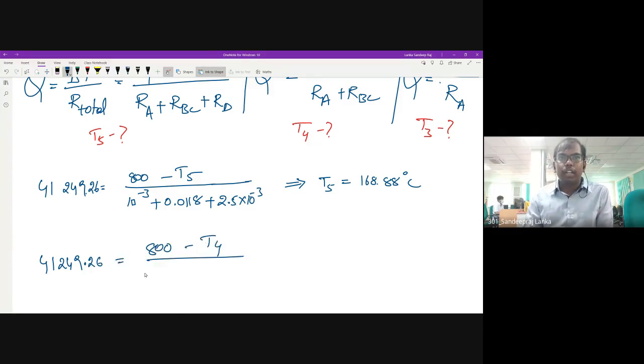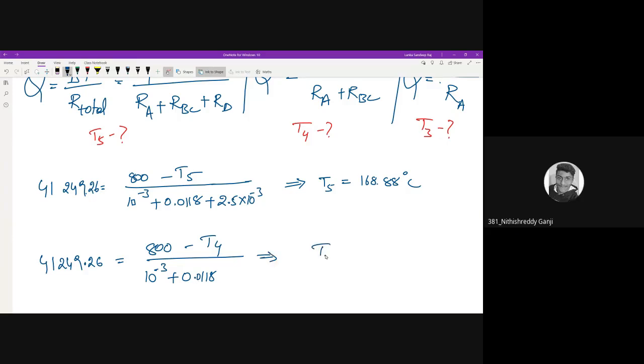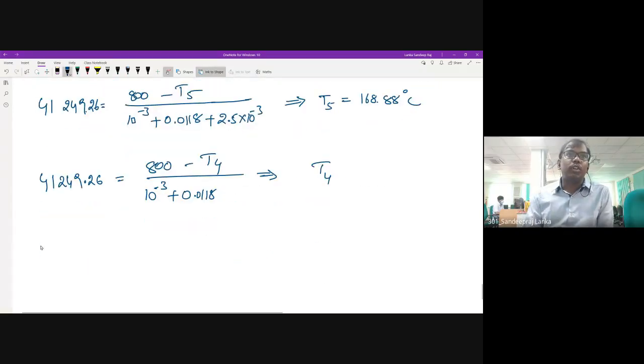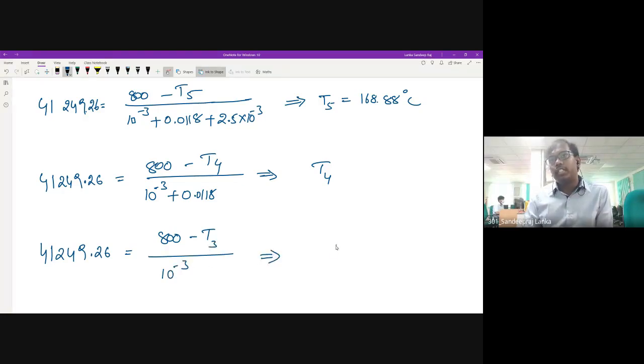minus T4 by 10 to the power of minus 3 plus 0.118, 0.018. That will be T4. Move on to the next one, 41249.26. 800 minus T3 by 10 to the power of minus 3 will give you T3. Somebody tell me the value of T4 and T3.